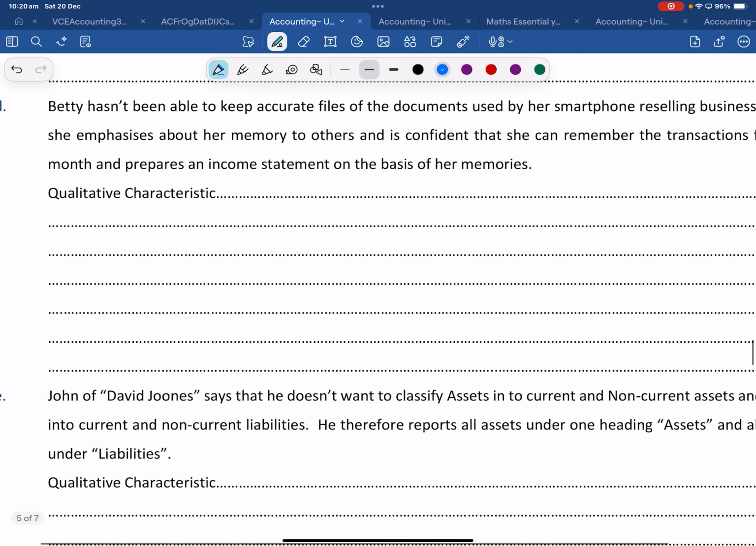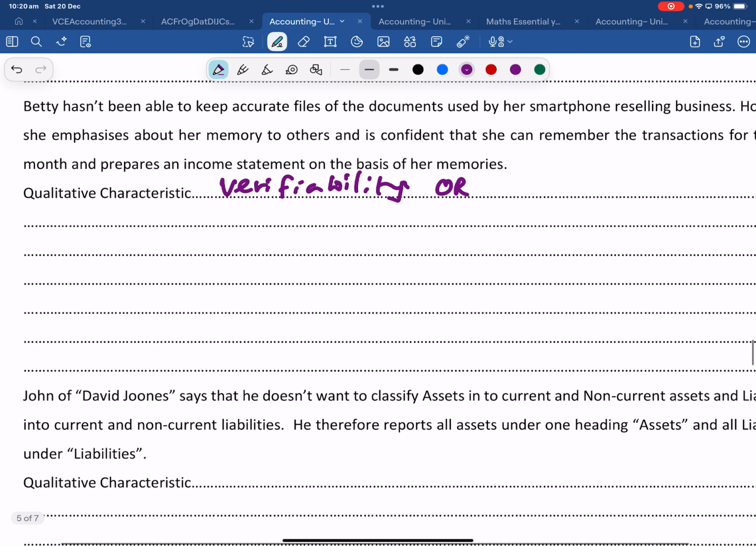Okay, so for this one, guys, the qualitative characteristic is verifiability. Also, we can say faithful. I'll give that in brackets. But I'll give you the answer for verifiability.